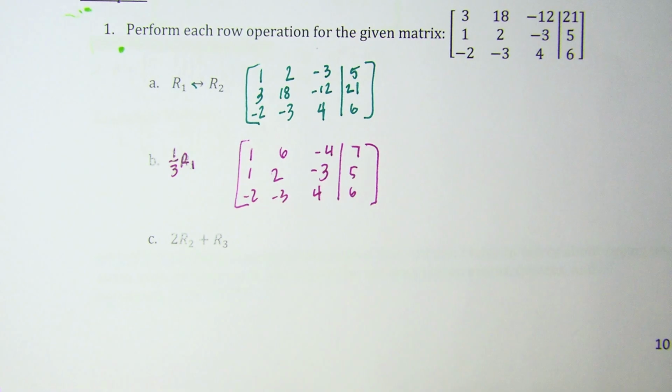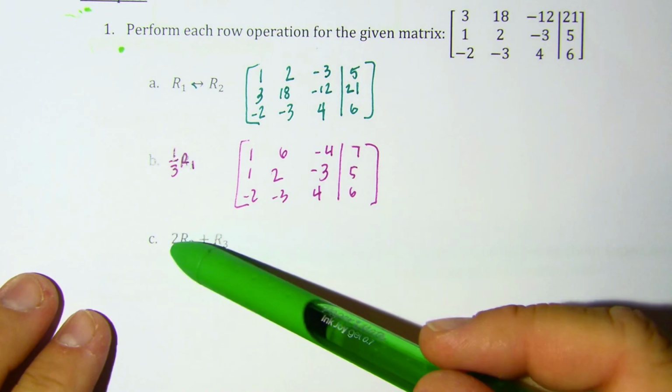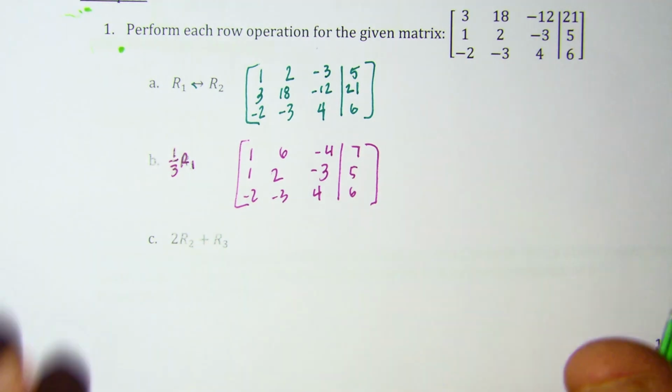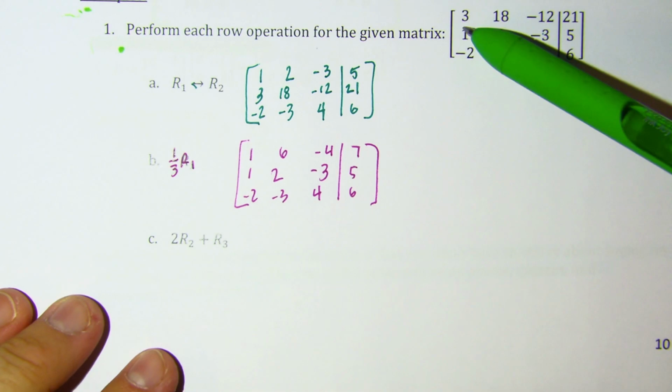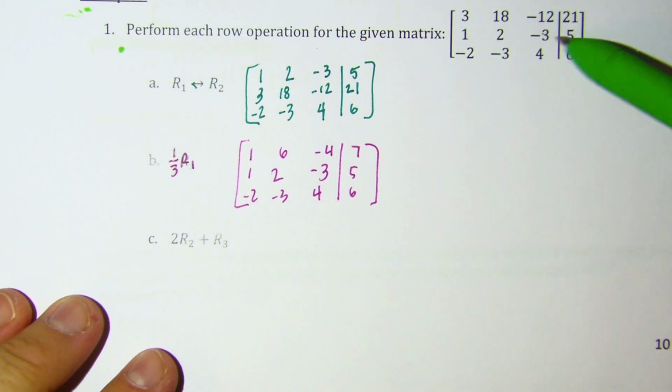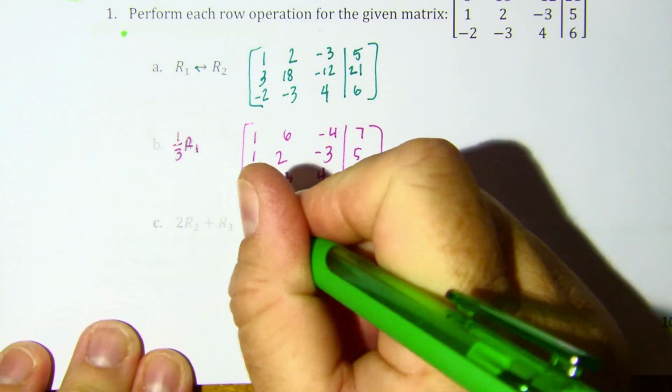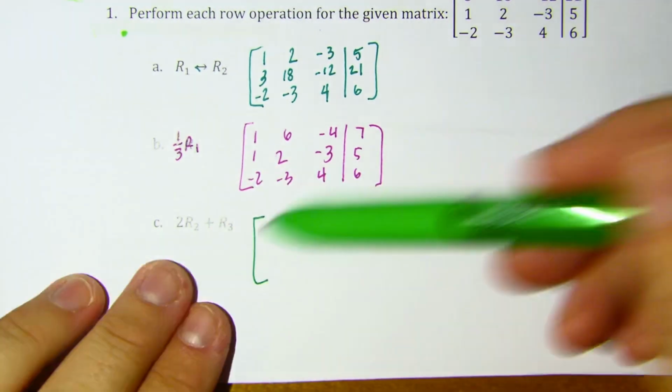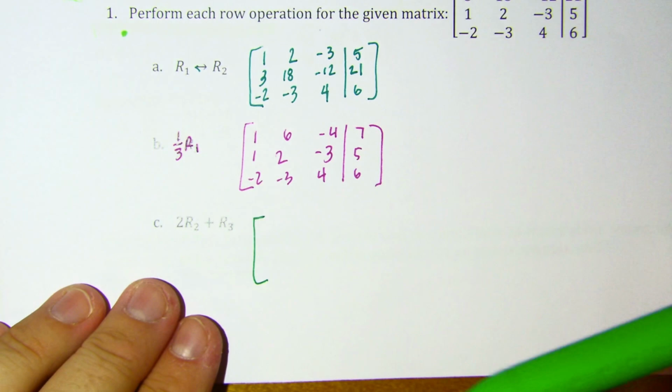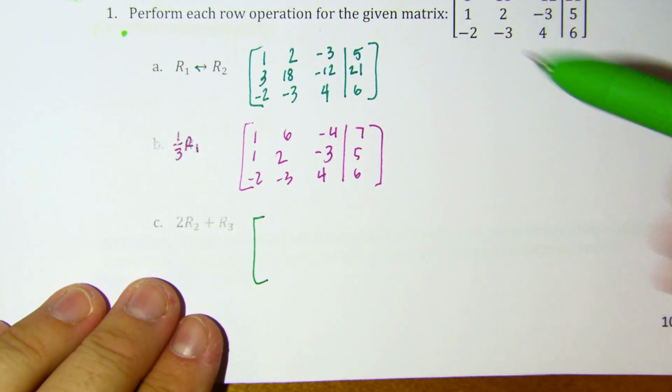All right, and then the last one, we can combine some of these. So here it says 2 times row 2 plus row 3. So I'm going to multiply row 2 times 2 and add that amount to row 3. These steps are a little bit harder to keep track of. In this case, the only row changing is row 3, so I'm just going to copy down rows 1 and 2 right now.